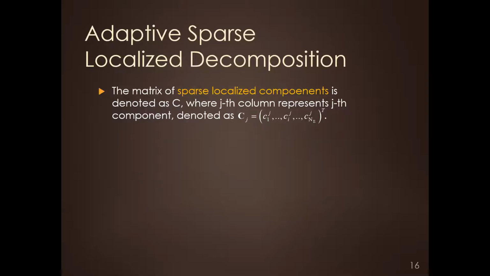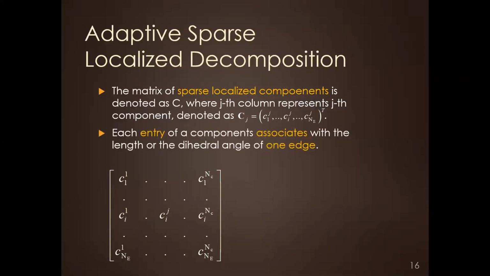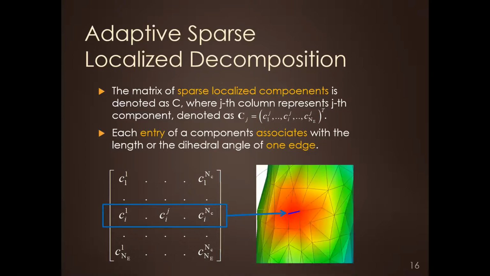And the second part is adaptive sparse localized decomposition. The matrix of the sparse localized components is denoted as C. Here is the matrix C, and its j-th column represents the j-th component, denoted as C_j. And each entry of a component is associated with the length or angle of one edge.